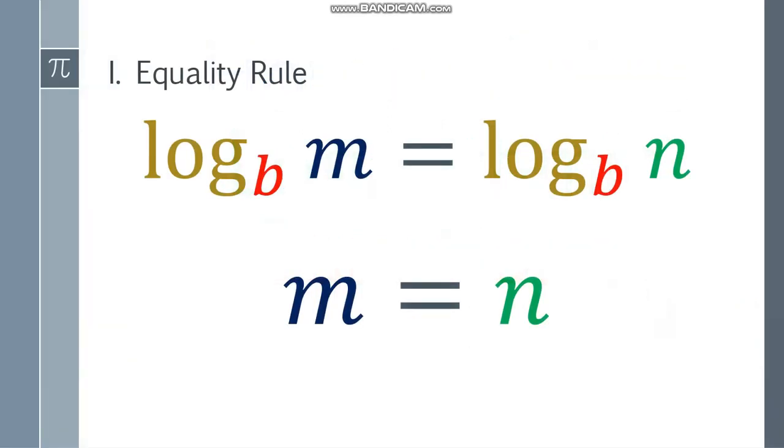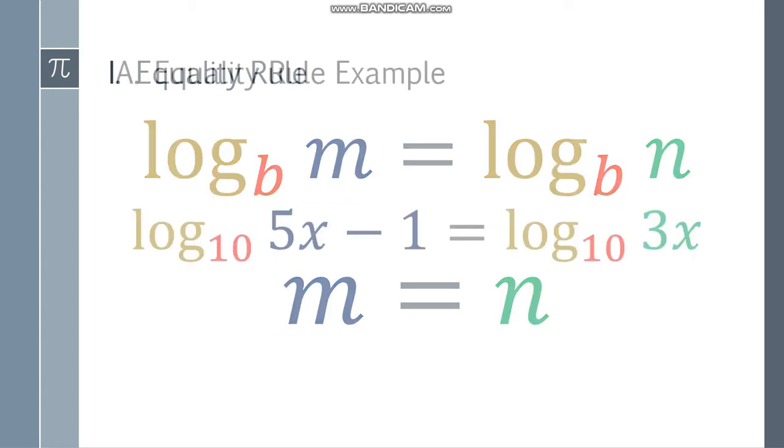So first one, we have the equality rule, and it states that log base b of m is equal to log base b of n. So b here is the base, and m and n are the arguments. If you have this kind of equation, remember that m and n are equal if and only if they have the same base.